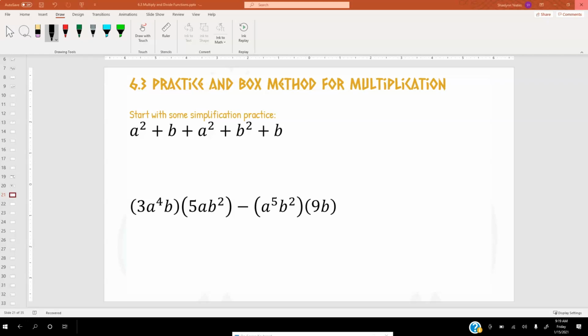Alright, so today we're going to be practicing with something called box method for multiplication. It doesn't work as well for division, but it works really great for multiplication. Here, we're going to just start with some simplification.